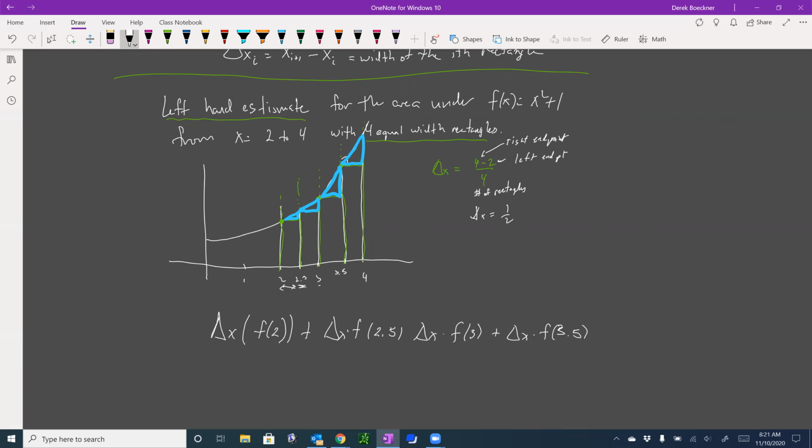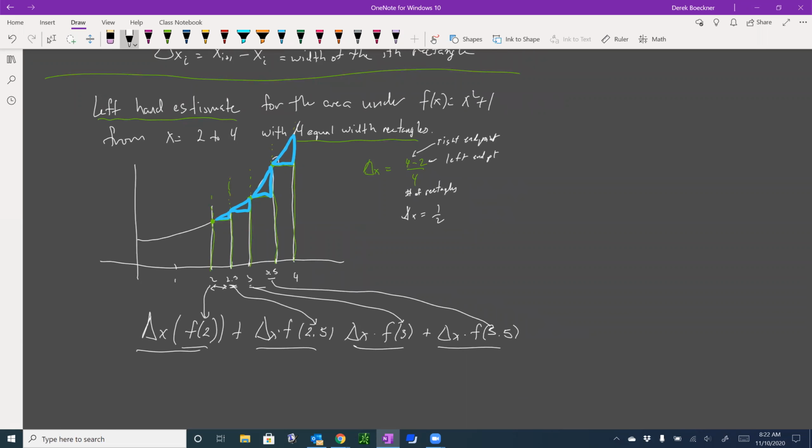Okay, so the left-hand endpoint is 2, that goes in there. The left-hand endpoint is 2.5, that goes in there. Left-hand endpoint is 3, that goes in there. Left-hand endpoint is 3.5, that goes in there. 4 is not the left-hand endpoint of any rectangle because it's on the right-hand side of the interval. It's never going to be the left-hand endpoint of our rectangles. So we add up these 4 values. Those are the 4 areas of the green rectangles. And that's our left-handed estimate for the area under the curve.